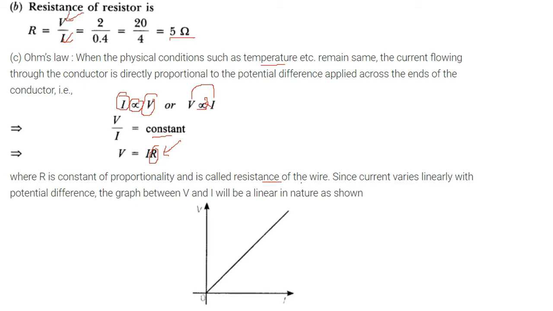And since the current varies linearly with the potential difference, the graph of V and I will be linear. So if V is on the y-axis and I is on the x-axis, the graph line will always be a straight line passing through the origin.